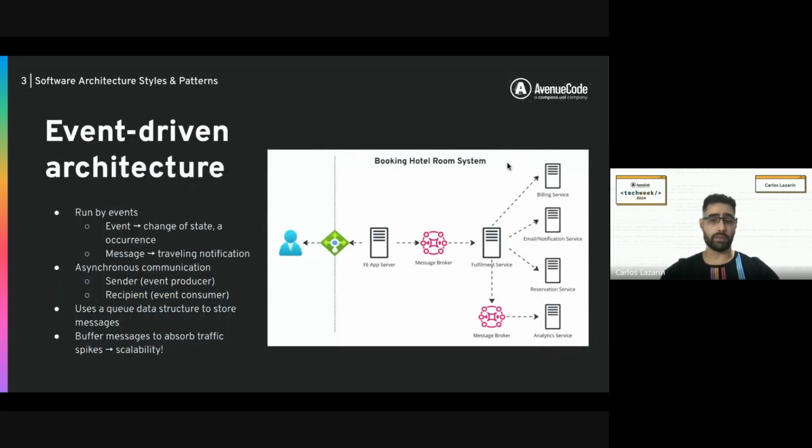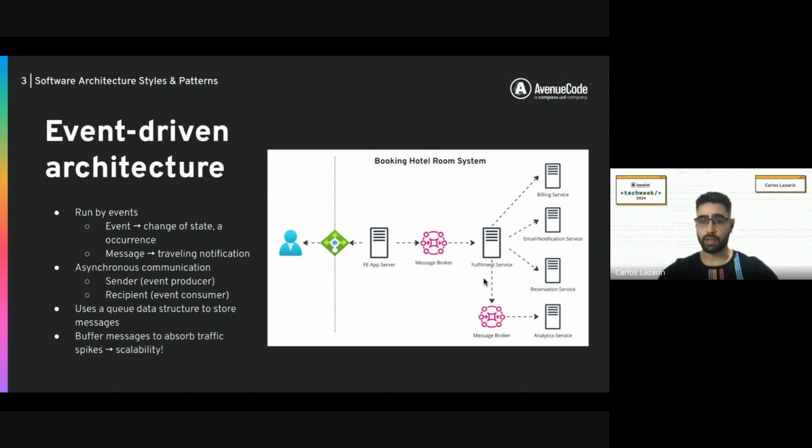Event-driven architecture is pretty famous nowadays as well. It's run by events. So we have the message senders and the message recipients, which are consumers. It's all about having asynchronous communication. And it's good because with this approach, we are able to absorb traffic spikes and have high scalability, right? So I'm going to illustrate the usage of this architecture in this solution here.